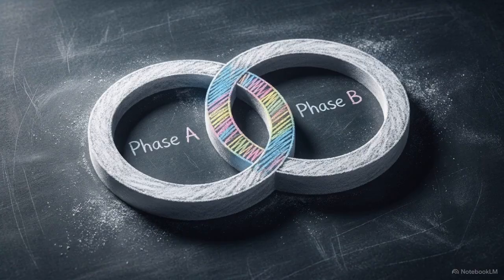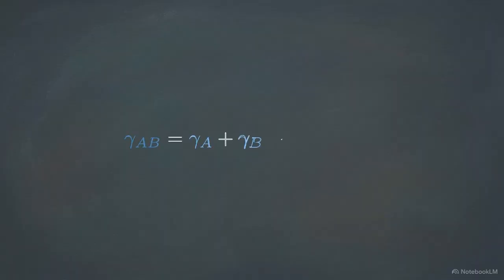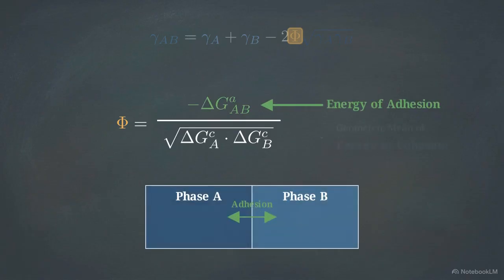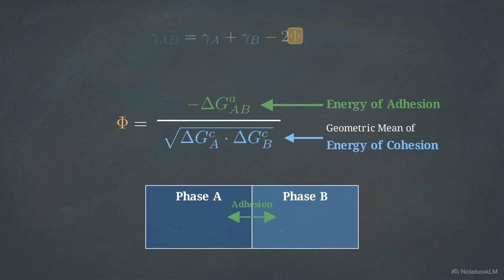To correct this, the Girifalco-Good correlation was introduced. This model incorporates the specific free energies of the two phases into the calculation. This equation resolves the failure by isolating a constant, phi. Phi represents the exact thermodynamic ratio of the free energy of adhesion crossing the interface to the geometric mean of the free energies of cohesion within the bulk phases.